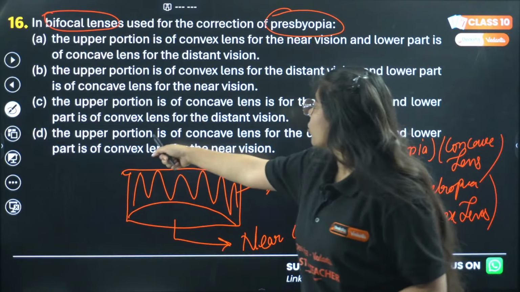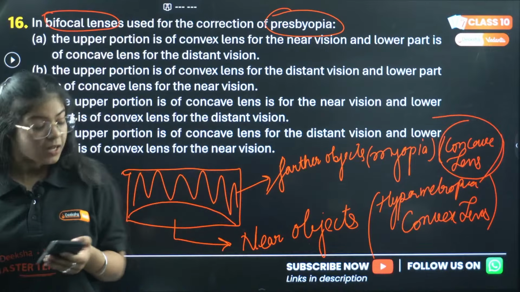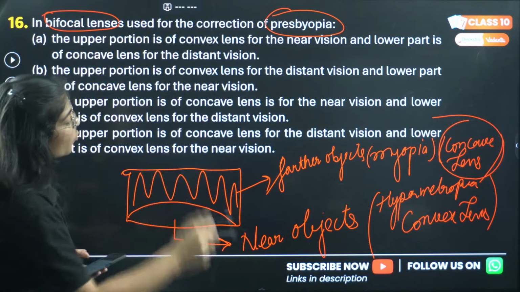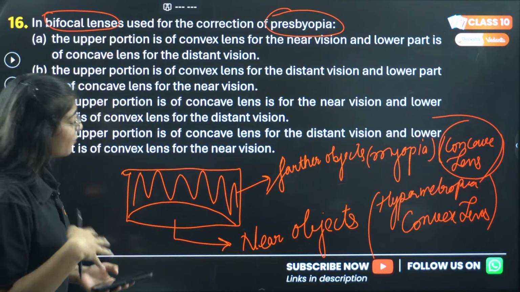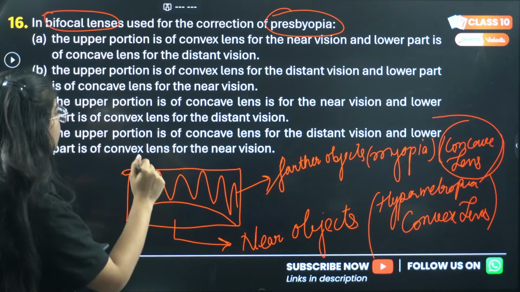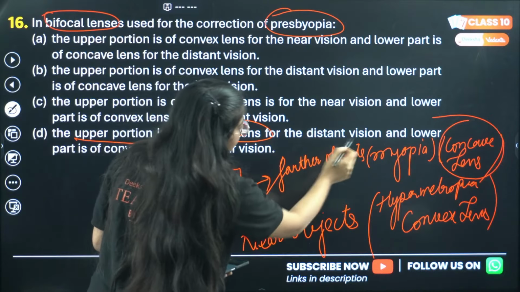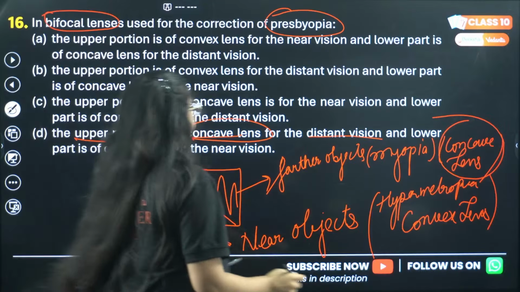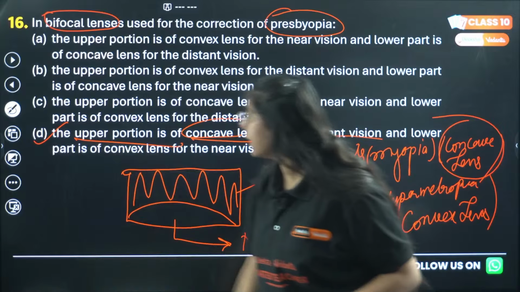So the upper portion should be concave lens. That is true. The upper portion is concave lens, and the lower portion, which is used for viewing near objects, is convex lens. So upper portion is of concave lens for distance vision, and lower portion is convex lens for near vision. So the option is actually D.